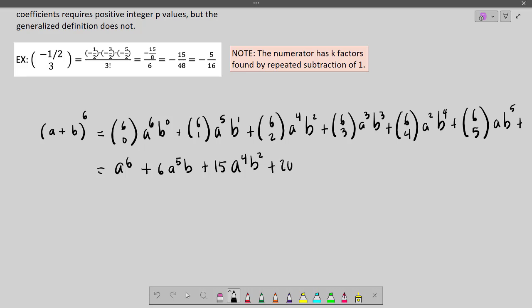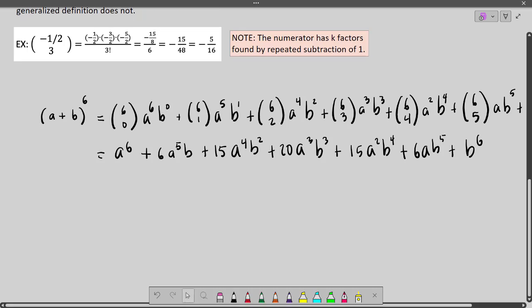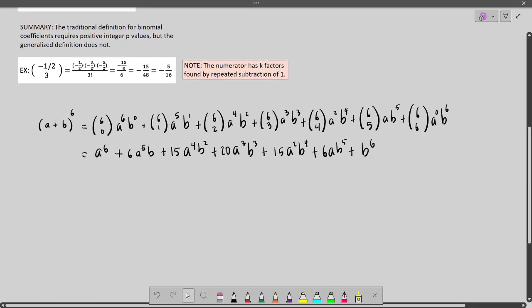And then 20 a cubed b cubed, plus 15 a squared b to the 4th, 15, now we're back to the 6, a b to the 5th. And then we're back to 1, and that's going to be b to the 6. So that's how you can expand using the binomial theorem, Pascal's triangle. Any questions on using the binomial there?